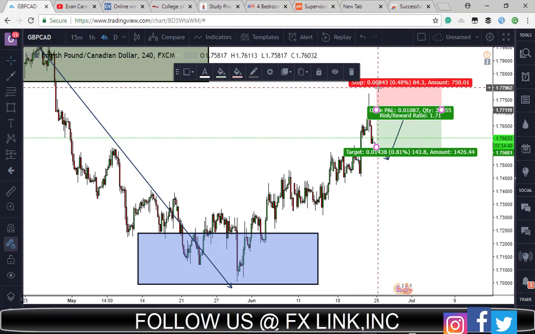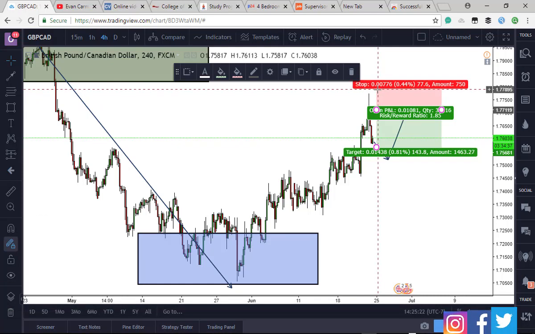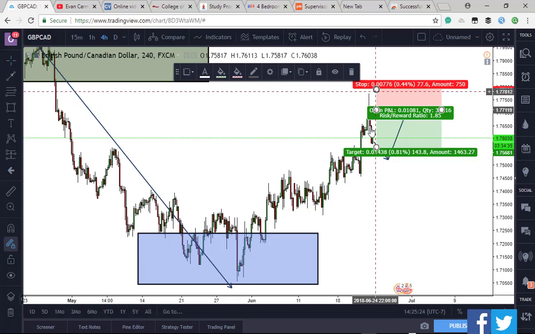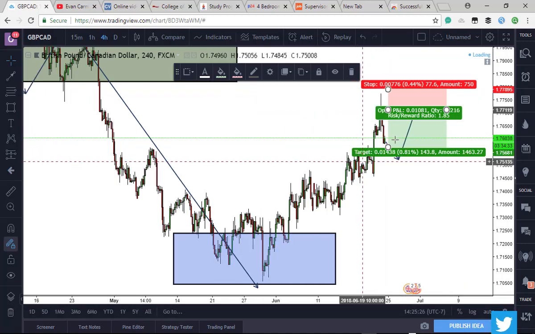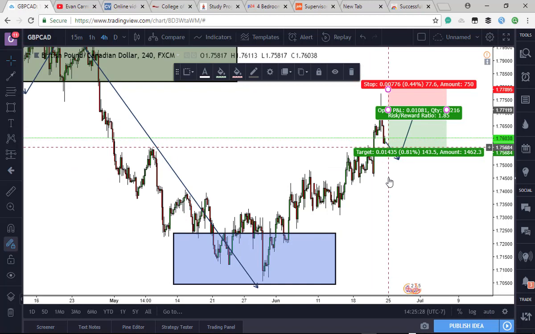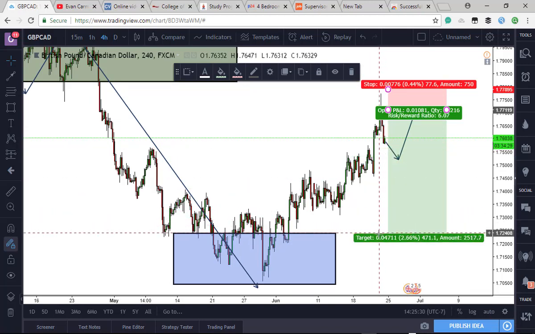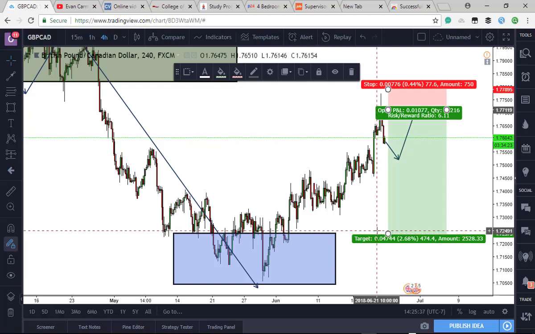Just above 77.89, and take profit. You might be looking to ride this trend all the way back to this level of structure, and this will offer you a total take profit of 474 pips. So you need to decide how you'll be taking your first take profit and trail your stops.